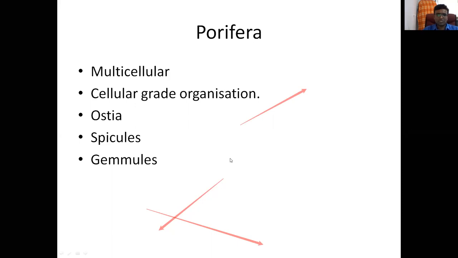Then the next important term that I have chosen for the revision is the gemmules. So if you can just think of the gemmules. These are the, yes, can you answer? These are the asexual reproductive structures, right? Shirisha is answering reproductive structure. They are asexual reproductive structures.